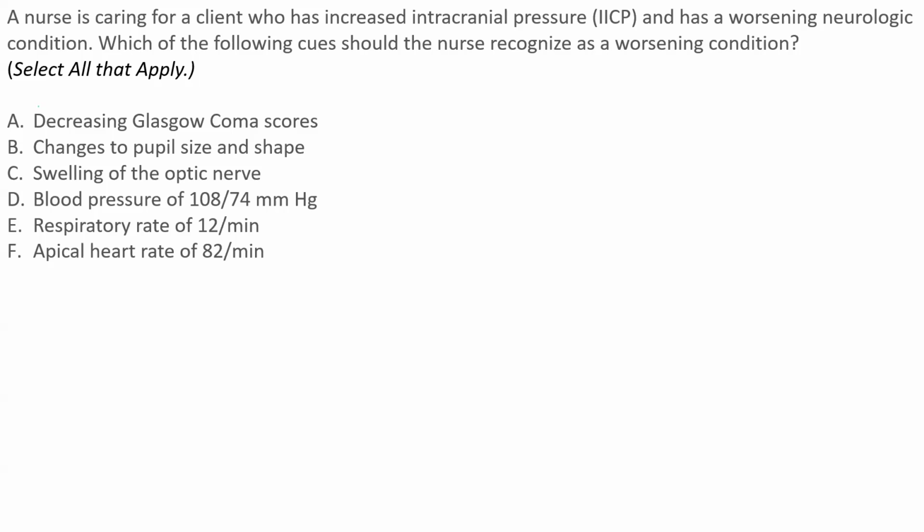What about respirations of 12? That's normal. It doesn't show an irregular breathing pattern, so we exclude that as well. Then an apical pulse of 82, no, because patients with increased ICP have bradycardia. That's why. So we have only A, B, and C.